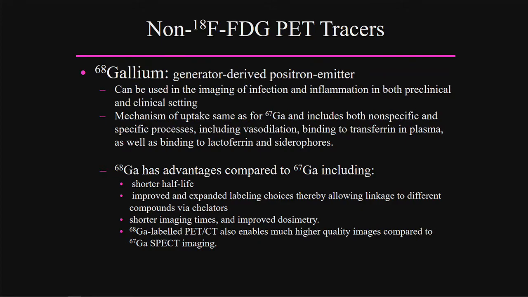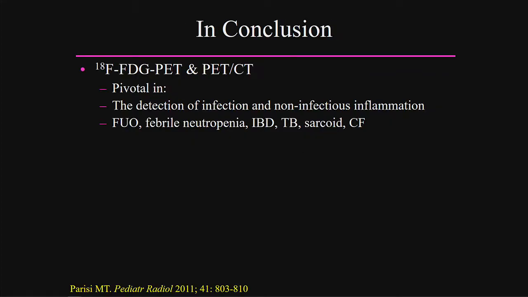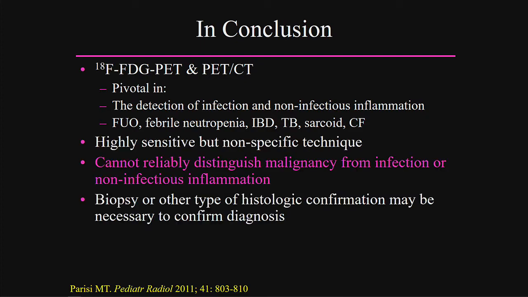Its advantages compared to gallium-67 include a shorter half-life, improved and expanded labeling choices, shorter imaging times and improved dosimetry, and higher quality imaging compared to gallium-67 SPECT. So in conclusion, FDG PET or PET-CT can be pivotal in the detection of infection and non-infectious inflammation.